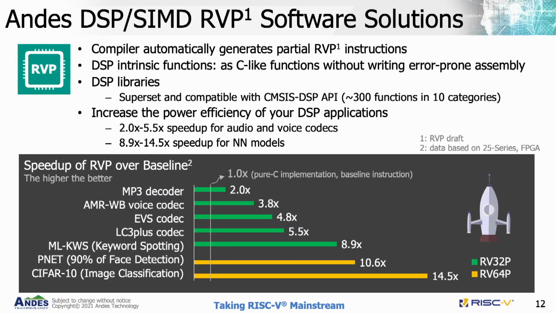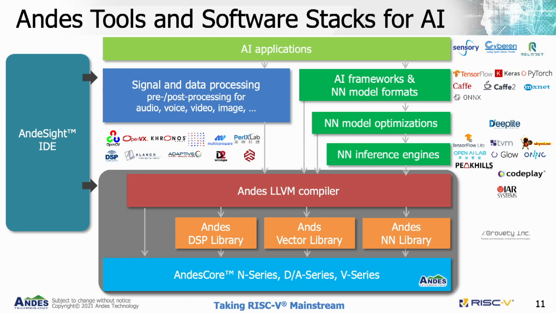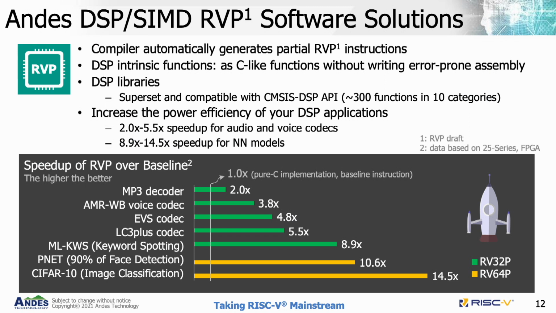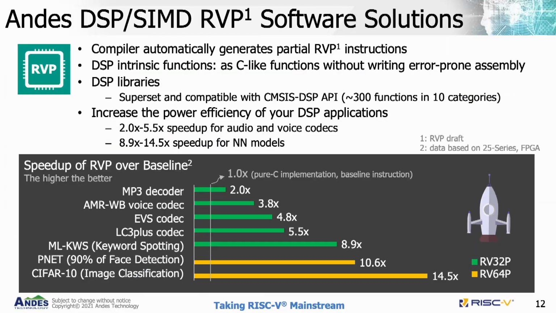Let's talk about the ND's DSP software solutions. How do we get the benefits from the RVP instructions? ND provides the compiler, which can automatically generate partial RVP instructions. In addition, the DSP intrinsic functions in the toolchains allow the developer to call them like C-like functions without writing assembly code. And we also have DSP libraries, which are a superset and compatible with the CMSIS DSP API. You can see the power efficiency of our DSP applications. We can get a 2 to 5.5x speed up in codec applications, and we get an 8.9 to 14.5x speed up in the neural network models.